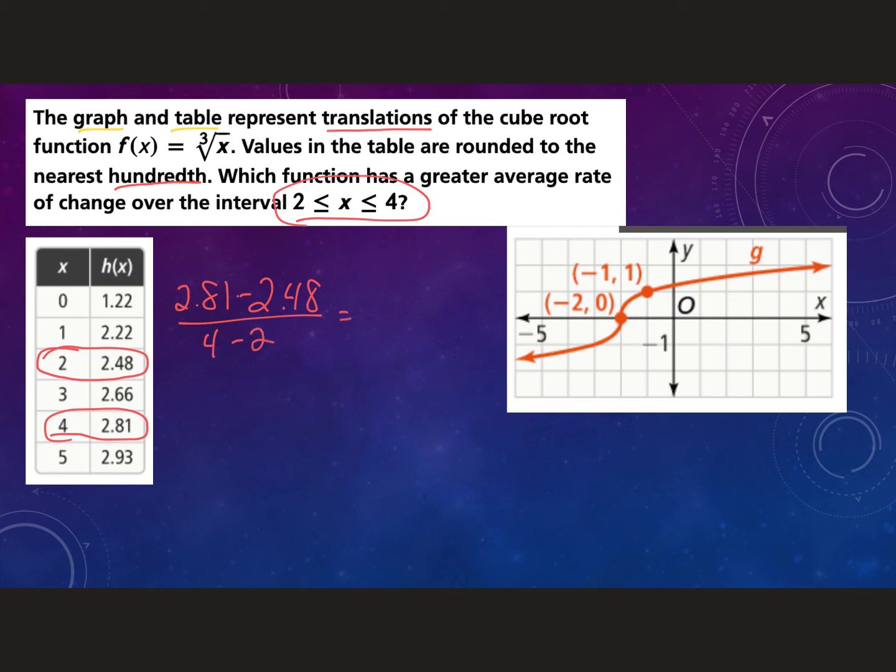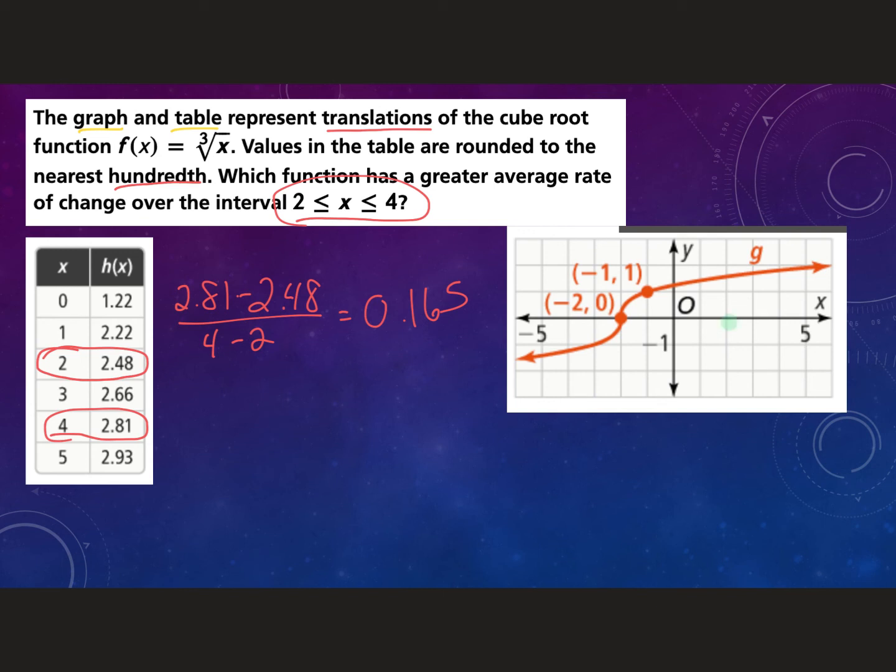Again, I'm putting this into my calculator. So I'm going to do 2.81 minus 2.48 divided by 2. That gives me 0.165.